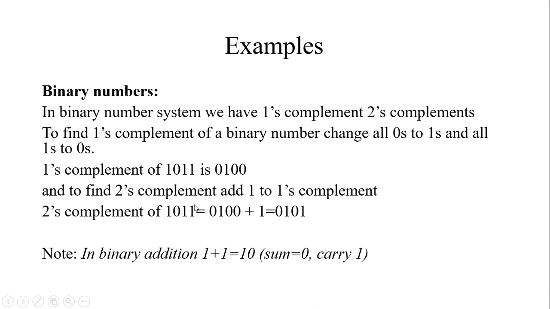2's complement of the given binary number 1011 is equal to its 1's complement plus 1. So this is 0101. In binary addition, keep in mind, note 1 plus 1 is equal to 10. So you have to carry this 1 to the next bit position. This is the sum, 0 is the sum, and carry is 1. This is the carry.